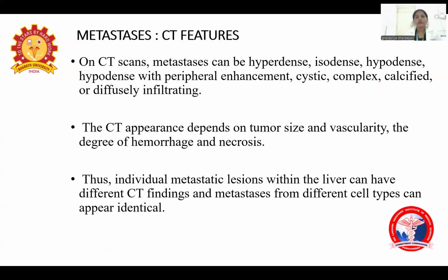So in CT, the metastasis can be hyperdense, iso or hypodense, or it may show a hypodense lesion with peripheral enhancement. It can be cystic, complex, or calcified, or even a diffusely infiltrating lesion. The CT appearance again depends on the tumor size, vascularity, and the degree of hemorrhage and necrosis. Thus, individual metastatic lesions within the liver can have different CT findings, and metastases from different cell types can appear identical.